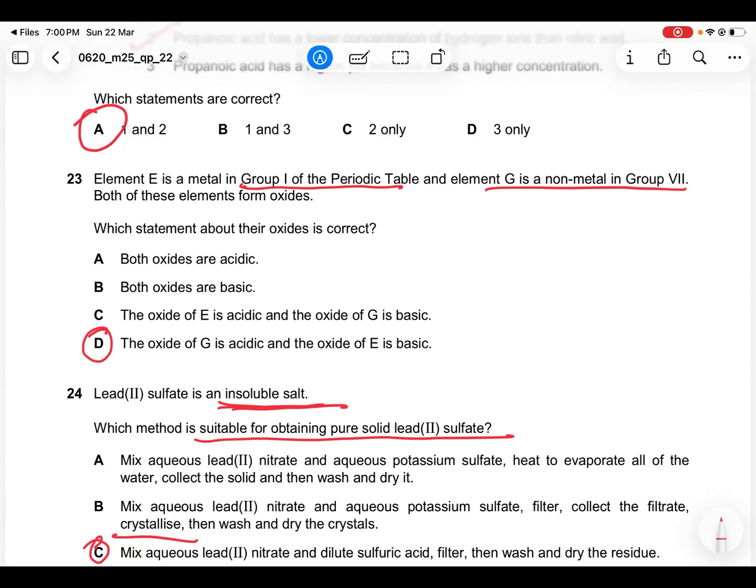The oxide of E is acidic and the oxide of G is basic. Because element E is a metal, it will form a basic oxide, and option C cannot be correct in that case. So option D, the oxide of G is acidic, is correct because it is a non-metal and non-metal oxides are acidic in nature, and the oxide of E is basic in nature.